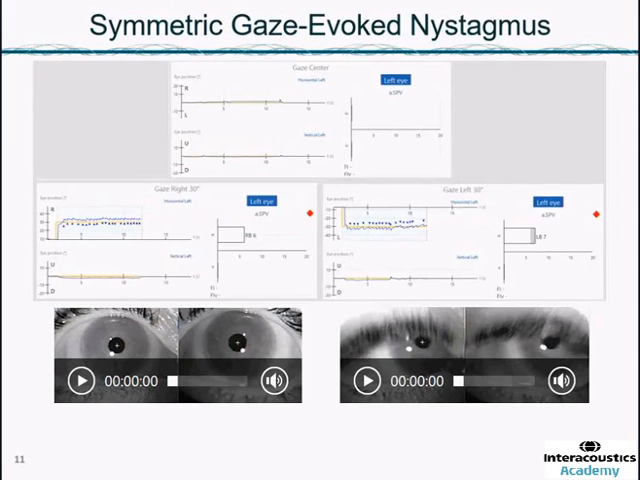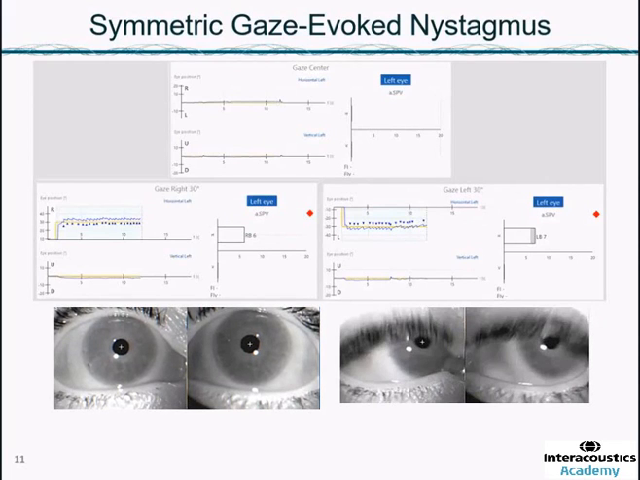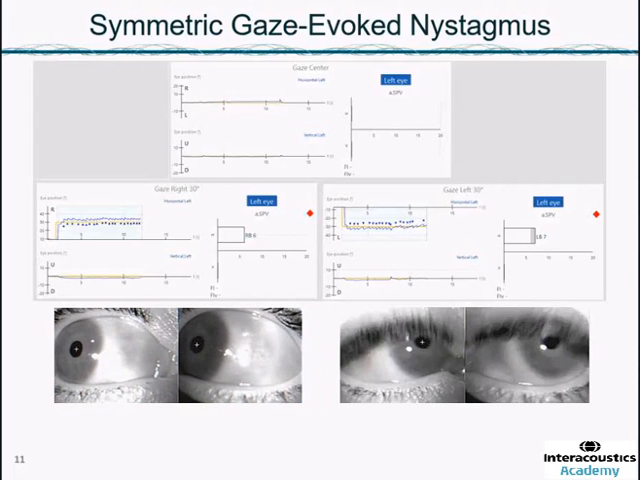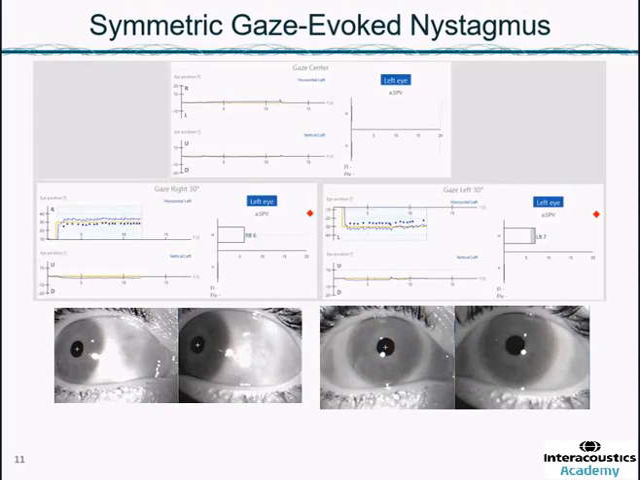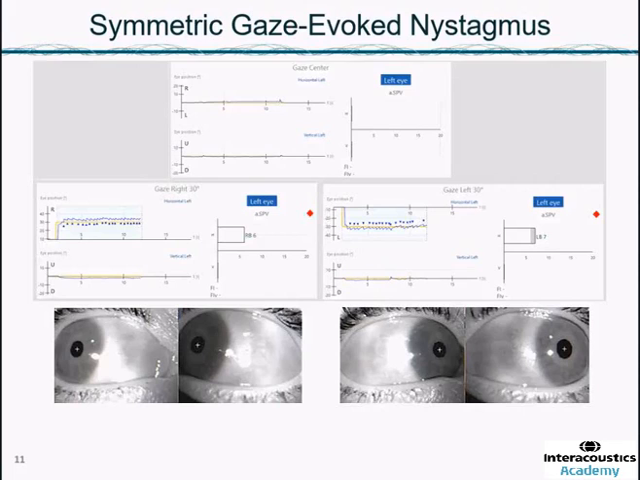So the first abnormality we'll discuss is what's called a symmetric gaze-evoked nystagmus. So I'm going to show the videos here. So here's the nystagmus in right gaze, and you see that the patient has right beating gaze nystagmus. Now let's click on the left. Now you can see that the patient has left beating gaze nystagmus. When we look at the tracings, the intensity of both nystagmus is about the same. That's why it's called a symmetrical gaze-evoked nystagmus.